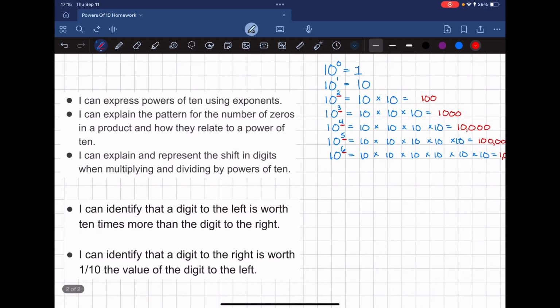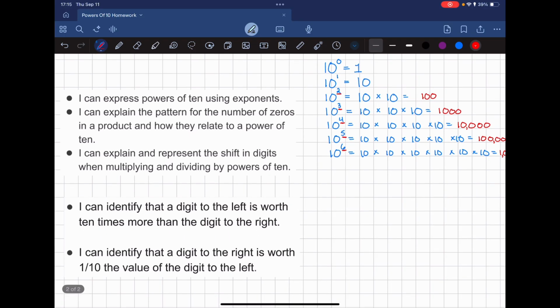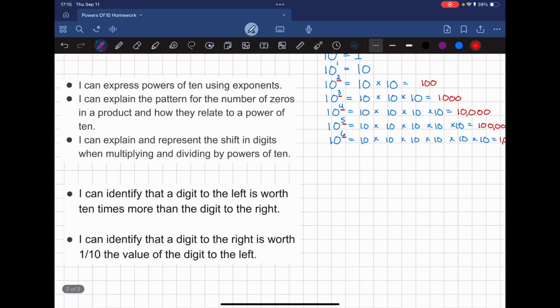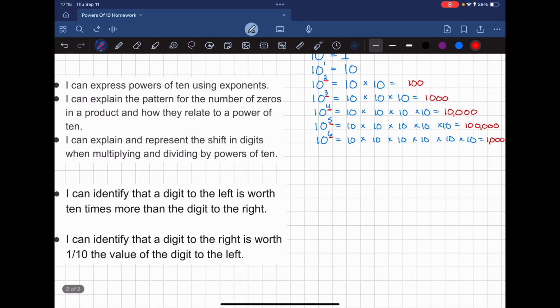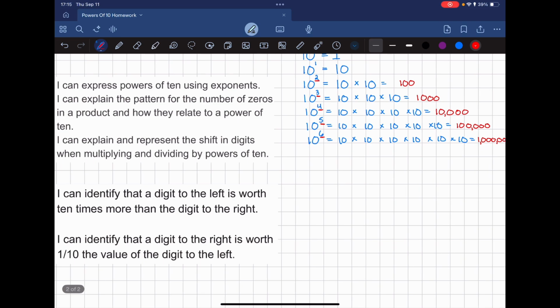The next I can statement says: I can explain the pattern for the number of zeros in a product and how they relate to a power of 10. Okay, there are a couple different ways to do this. This reflects the homework from last week. So I believe we had a couple of examples last week, and I'm making this up completely off the top of my head.